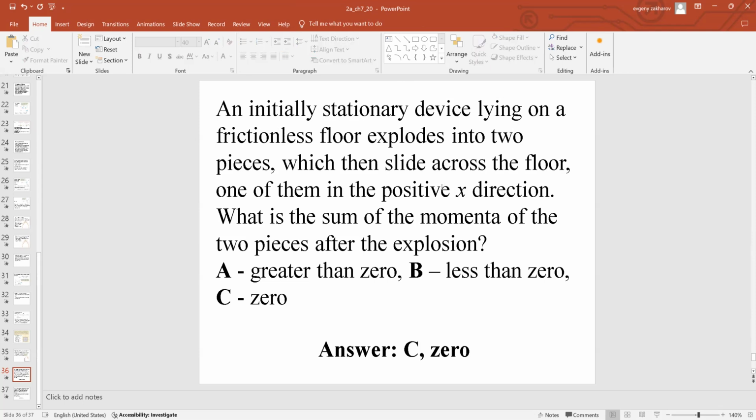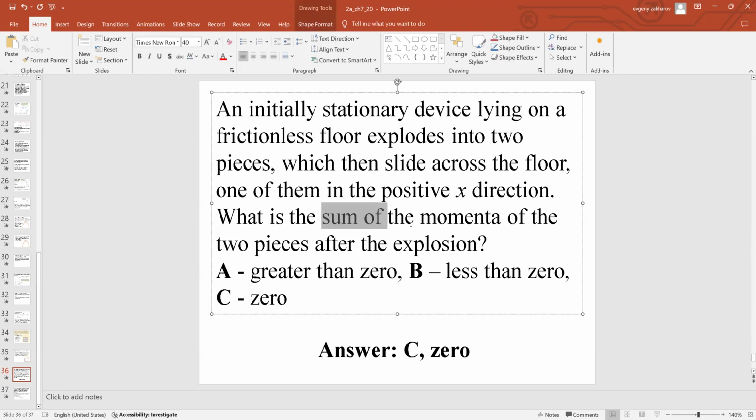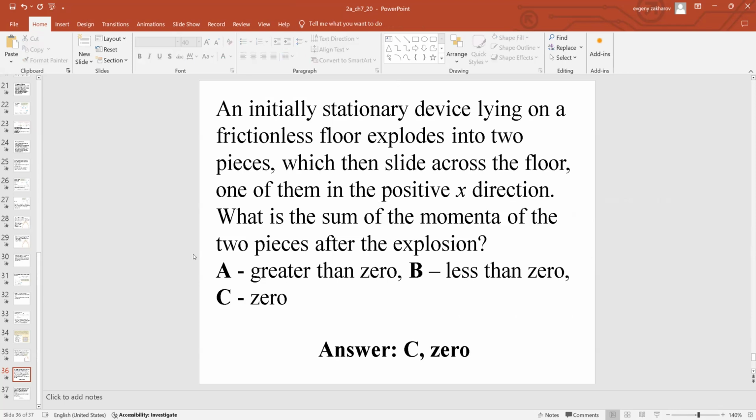Now, after the explosion, the sum total of all the momenta must still be zero. It is the conservation of momentum principle, and you have to remember that for any collision or explosion, whatever you had as momentum before must be the same as total momentum after the explosion or collision. If before it was zero, then after it's also zero.